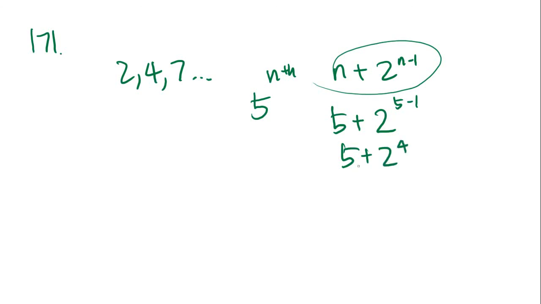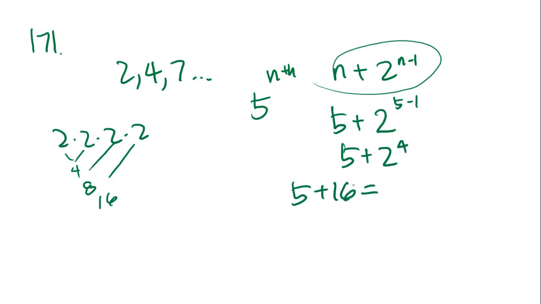What is that going to be? So 2 to the 4th power. 2 times 2 times 2 times 2. That's going to get you 4, 8, 16. So 5 plus 16 equals 21. Is that one of the answer choices? No, that is not one of the answer choices. Let's see where I made a mistake.